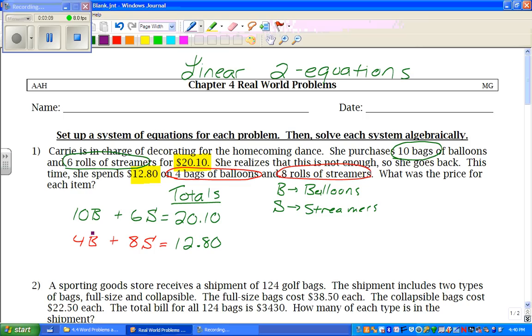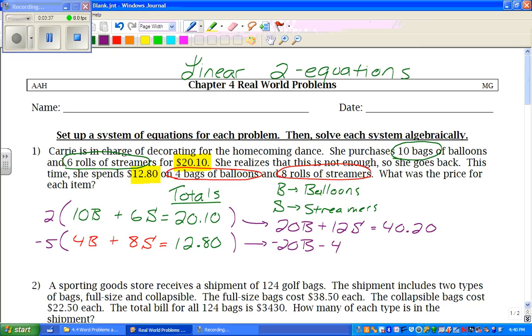So I'm going to get balloons by itself. I'm going to multiply the first equation by 2, and the second equation by -5. When I do that, I get 20B plus 12S equals $40.20. For the second one, I do -20B, minus 40S, and then 5 times 12.80, which is what you have a calculator for, gives you -64.